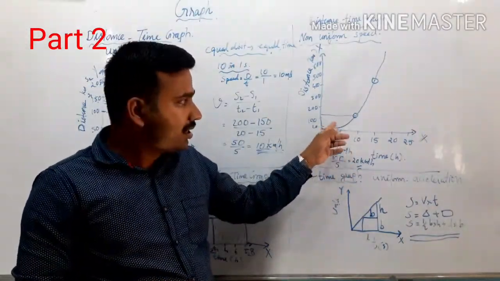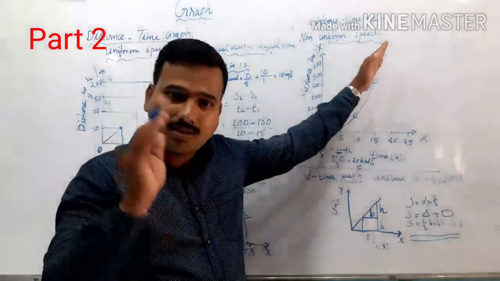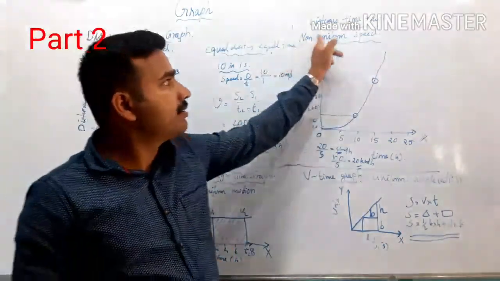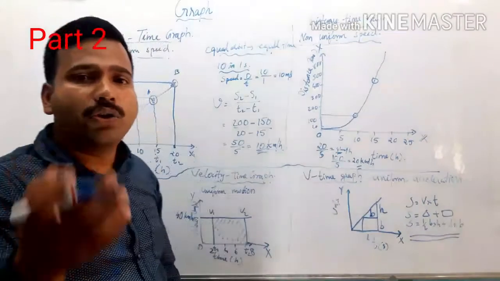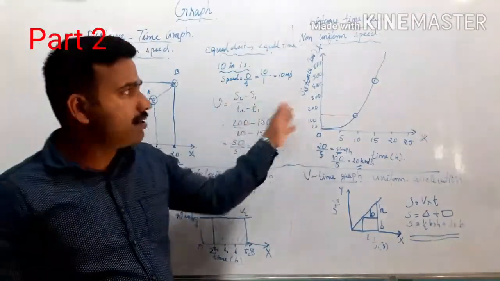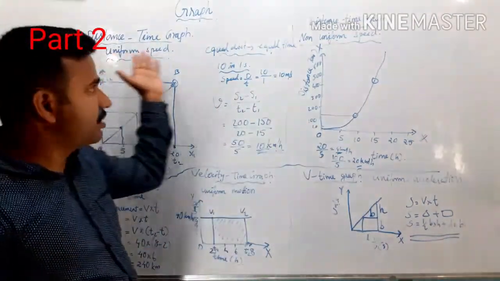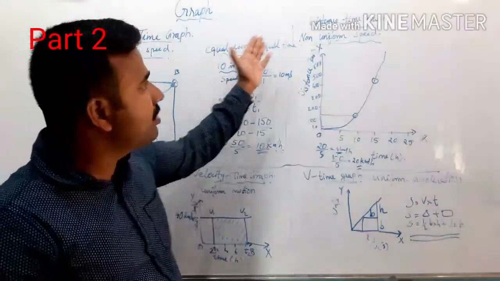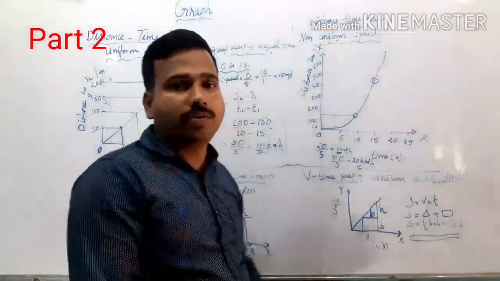Here we can see the graph is not a straight line, so that indicates the object is moving with non-uniform speed. Now we have understood these two sections: distance time graph for uniform motion and distance time graph for non-uniform motion.